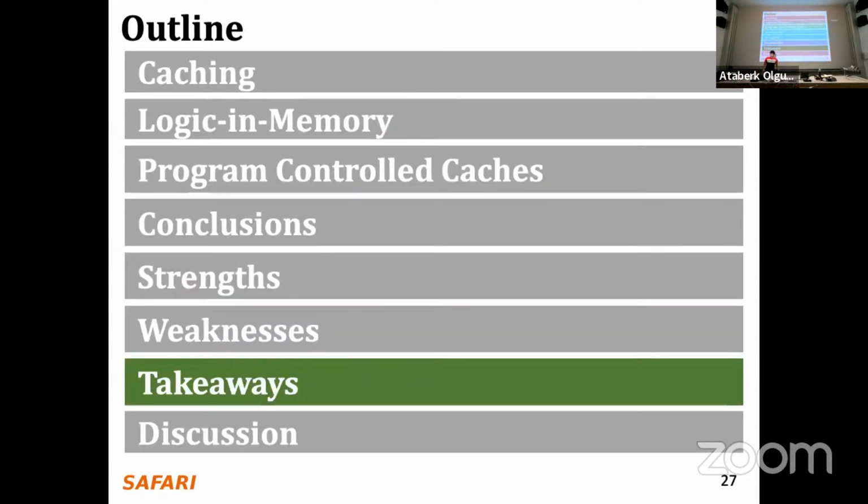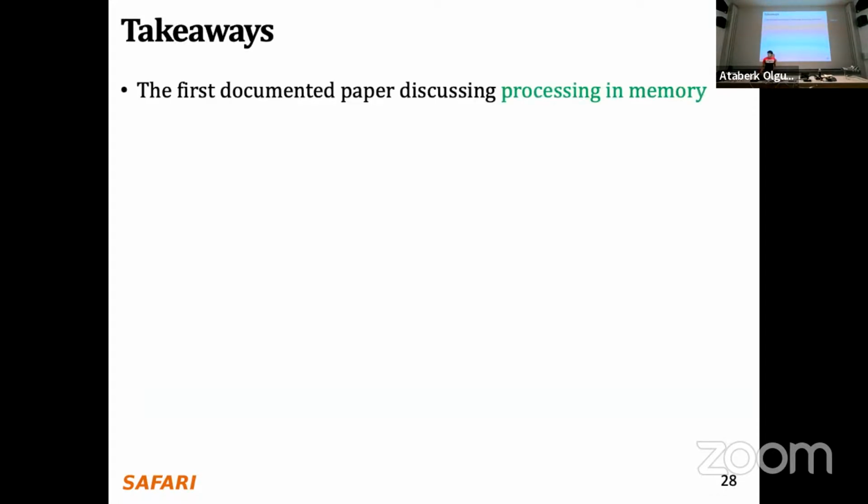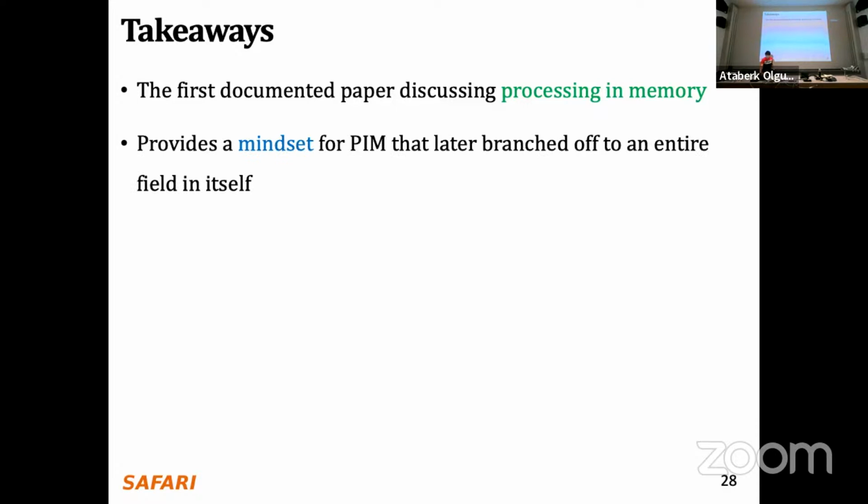Okay, let's move on to some key takeaways of the paper. This is the first documented paper discussing processing in memory. So it set up a mindset for how computing can really be moved into caches and even further into memory, and this could really provide a benefit. And this has provided a mindset for processing in memory that has later branched off into an entire field.